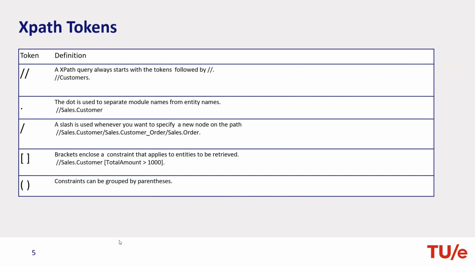In an XPath expression, special characters are used to specify its elements, which are called XPath tokens. XPath expressions start with a double slash, which refers to the entity of the query. Dots are used for specifying the preceding module name. We use a single slash for indicating the next node on the path, and brackets for enclosing one or more constraints that apply to the query entity. Parentheses are used for grouping constraints in a constraint block.